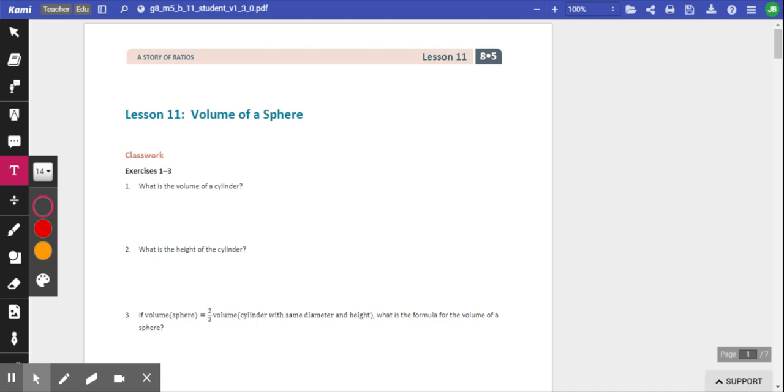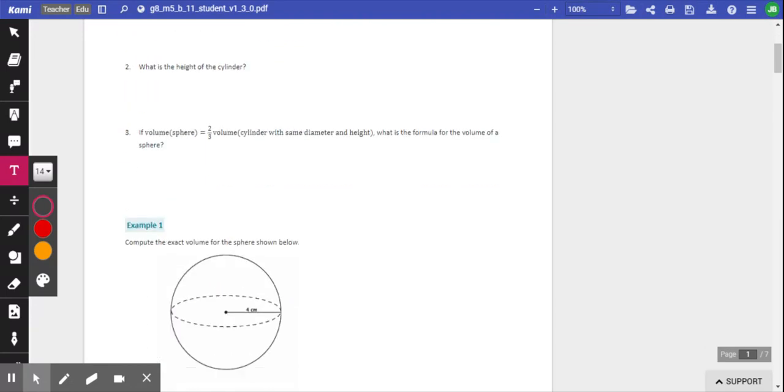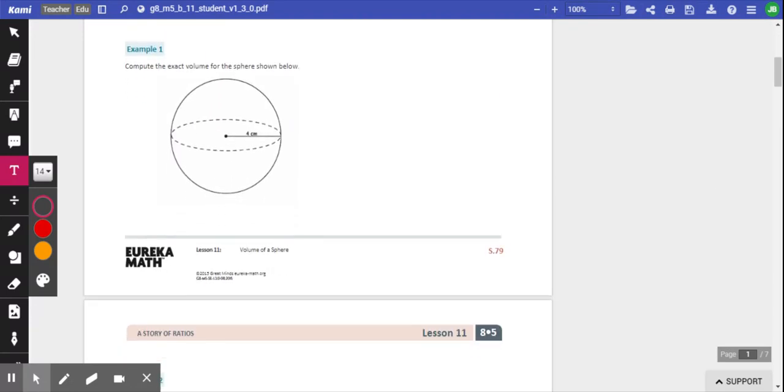This video will focus on Lesson 11, Volume of a Sphere. I'm going to go ahead and skip exercises 1 through 3 and focus on example 1 here.